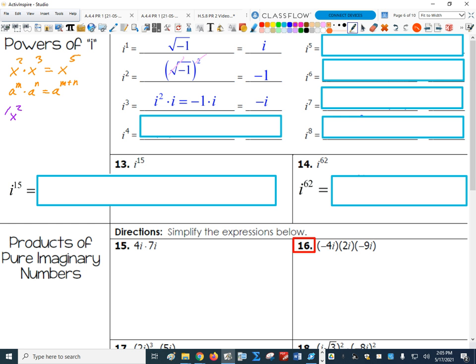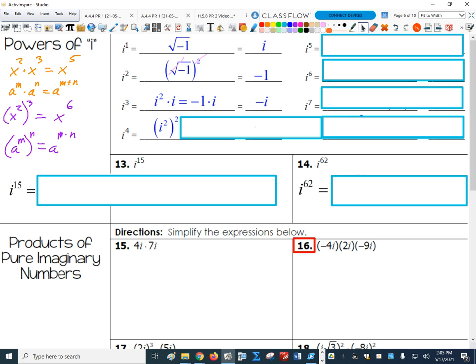But remind me, what's x squared quantity cubed equal to? X to the 6th, right? Because when we take a power to a power, we multiply the exponents, right? Okay. So that's pretty handy then. In this case, we could do i to the 4th is i squared squared, which is just -1 squared, which is 1, right? Everybody see that?